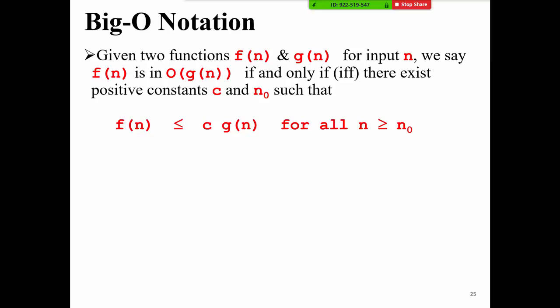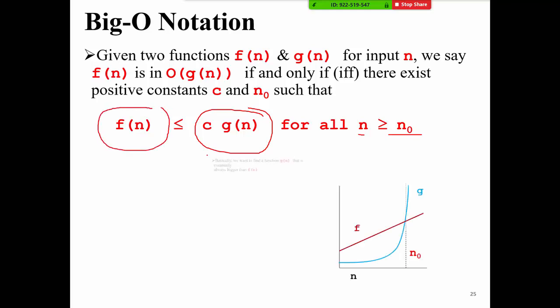If you have two functions, function f of n and function g of n, where n is the size of the input, it's always positive, and both are functions of n. We say f of n is O of g of n if and only if there exist constants c and n0 such that for any n value greater than n0, g of n times c is always greater than f of n.